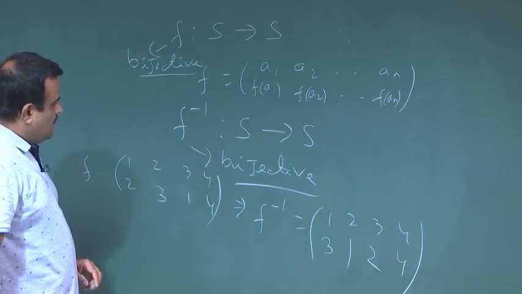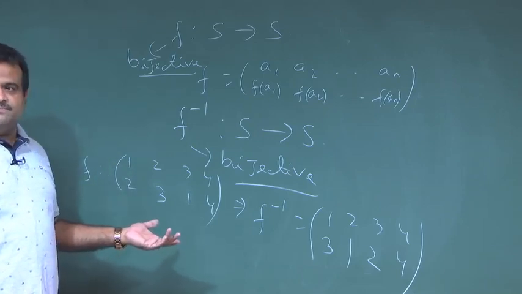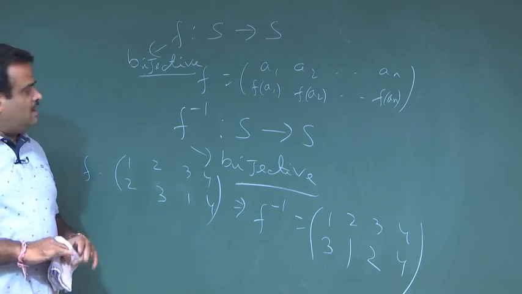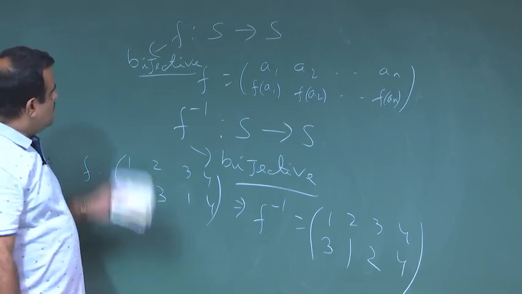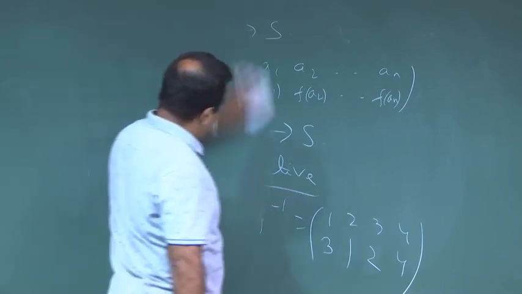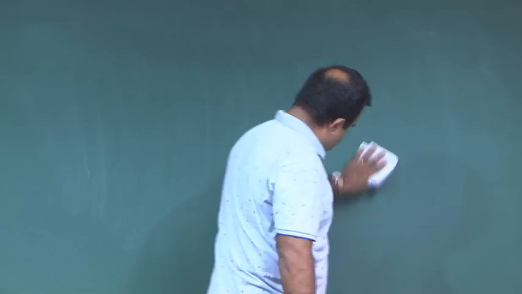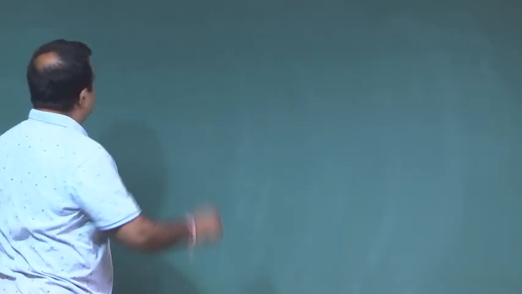Okay. And this is also a bijective mapping. So this is an inverse permutation. Now, we define the composition of two permutations. Suppose we have two permutations f and g.